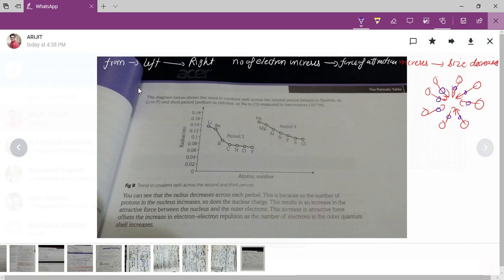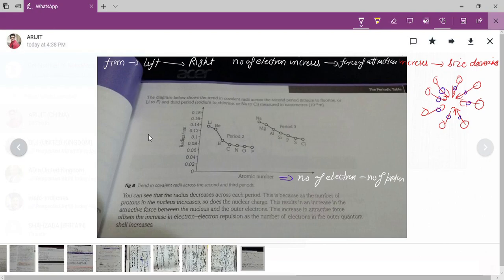Yes, that's right. So the first trend I explained to you is related to atomic number and radius: as the atomic number increases, as we move from left to right, the number of electrons increases. Atomic number is the number of electrons or protons, the same thing. So as the number of electrons increases, force of attraction towards the nucleus will increase, and the size will decrease. Clear? Yes, that's right.